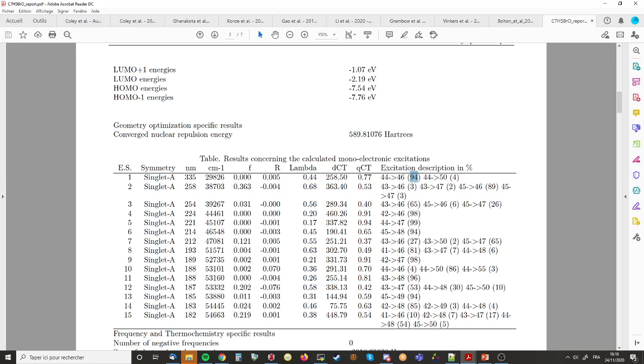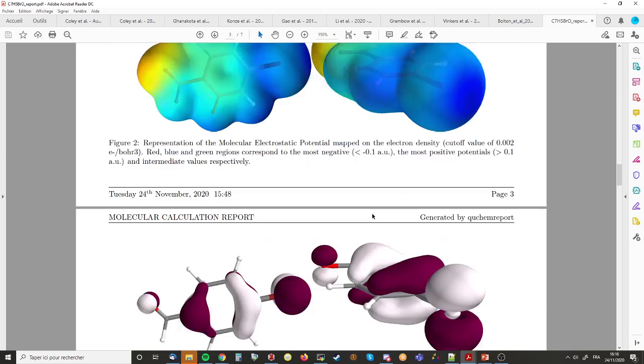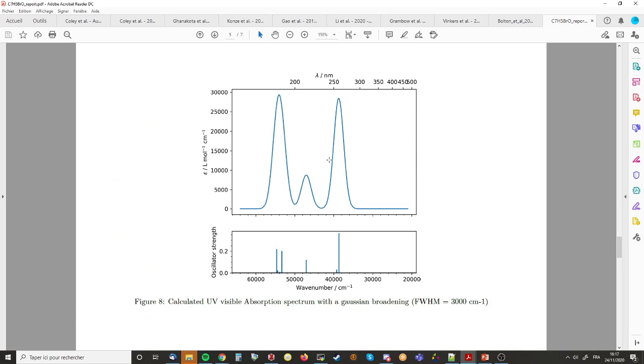So if someone presents the graph and says here this is the HOMO LUMO, it is correct, however it's not S1.